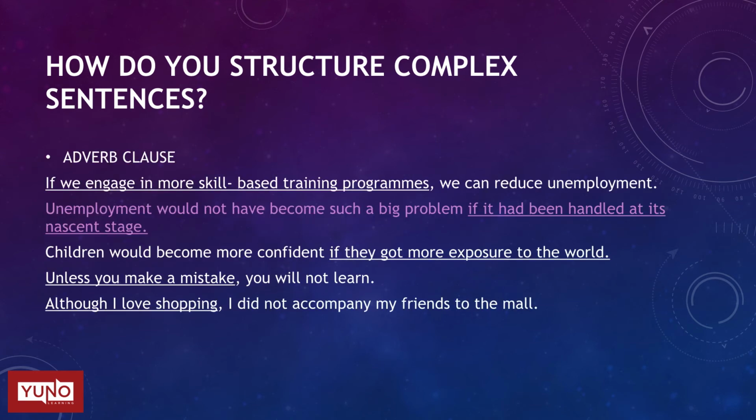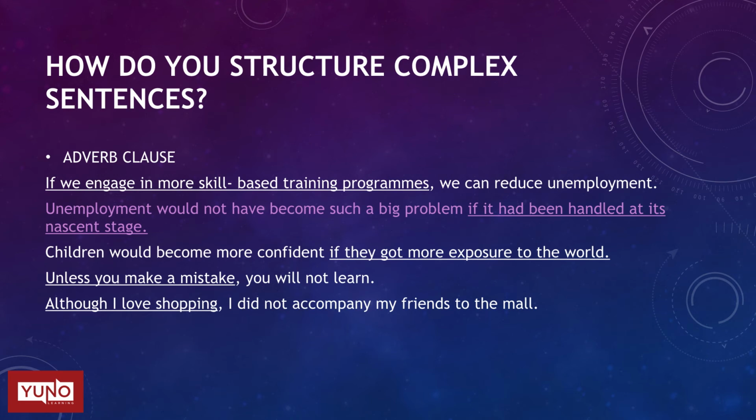If the dependent clause comes afterwards, then there is no comma in between. So if the dependent clause comes at the beginning, then you have a comma after it. If it comes later on, then you do not have a comma in between. So that difference is there. Children would become more confident. Again, you have the dependent clause afterwards. Children would become more confident if they got more exposure to the world. Do you notice a difference in the structure?